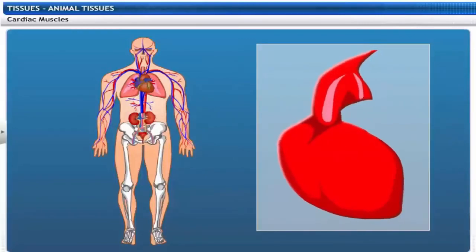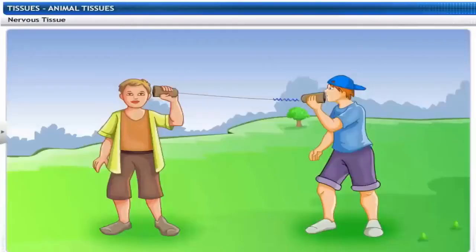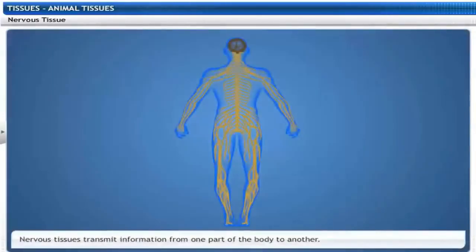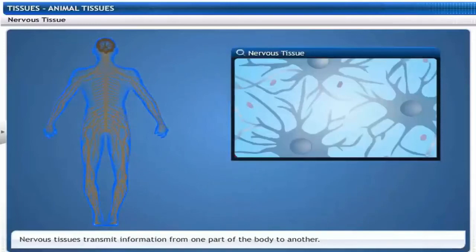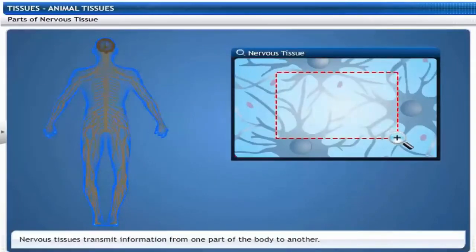Do you know what these boys are doing? They are trying to converse over a telephone that they have made. The function of the wire is to transmit the information. Similarly, our body also has tissues that transmit information from one part of the body to another, and these are called nerve tissues. Let's take a closer look at the nervous tissues.